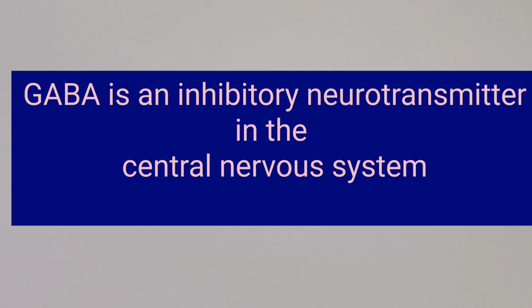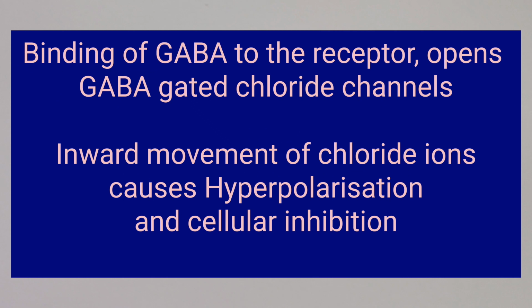The next example is the GABA-A receptor. Its endogenous ligand is GABA, which is a major inhibitory neurotransmitter in the central nervous system. Binding of GABA to the receptor causes activation of the receptor, causing opening of GABA-gated chloride channels. Inflow of chloride ions causes an inhibitory effect on neurotransmission by diminishing the chances of generation of an action potential.